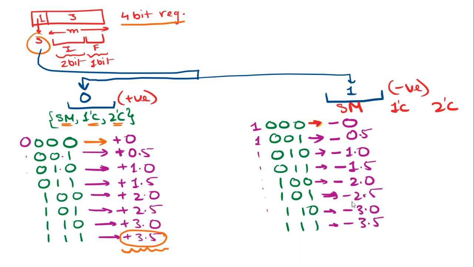Again, here we can see that the smallest value that we can represent in the negative direction is minus 3.5 if we use sign magnitude, right? And this is the representation. Each sequence will represent this corresponding value.